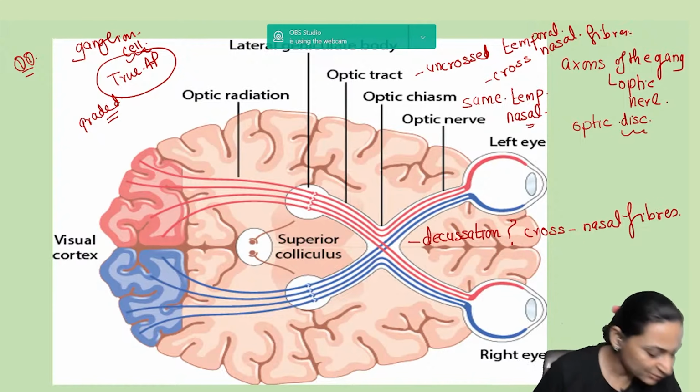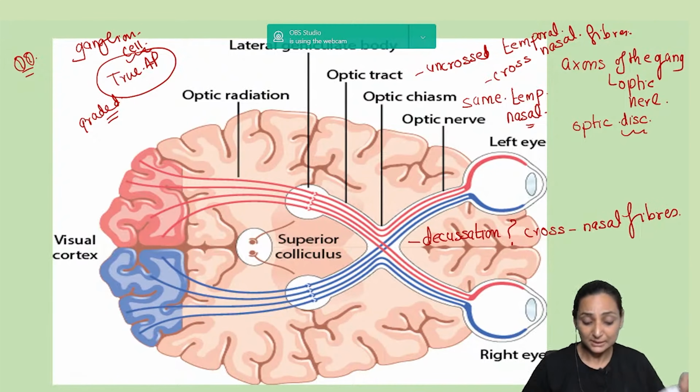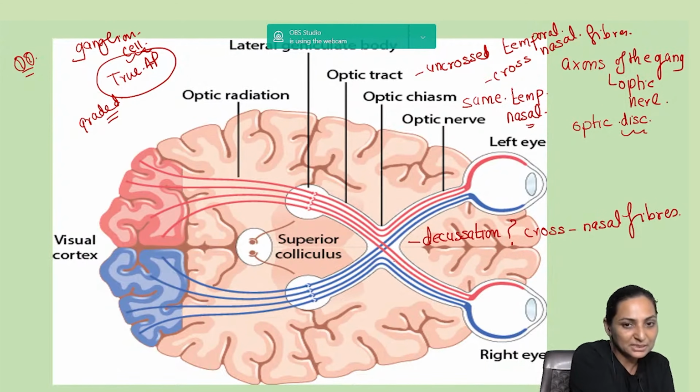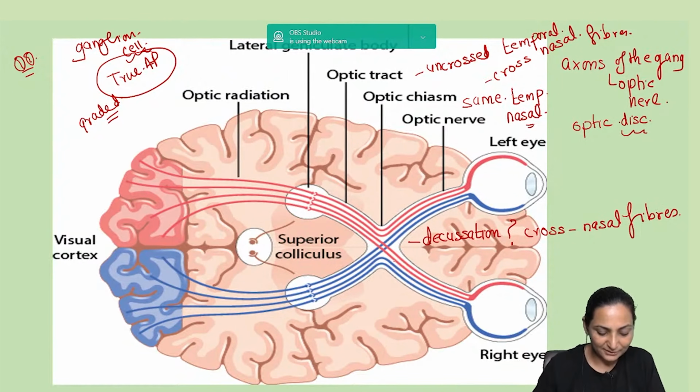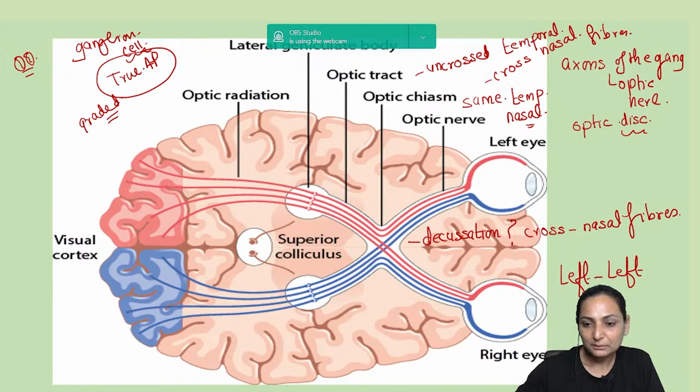This optic tract will have uncrossed temporal fibers, that is the temporal fibers of the same side, and crossed nasal fibers. That means if it is a left optic tract, it is going to have left temporal fibers and right nasal fibers, right?